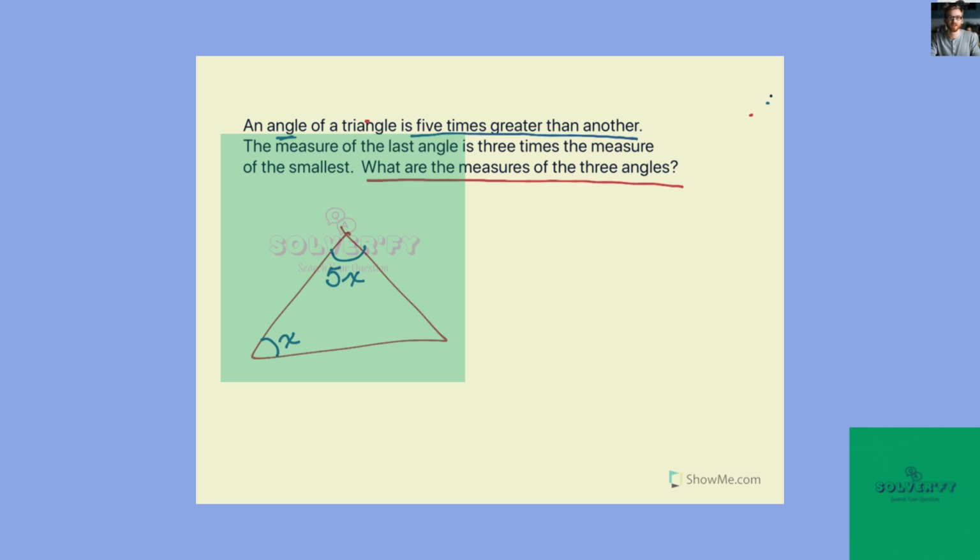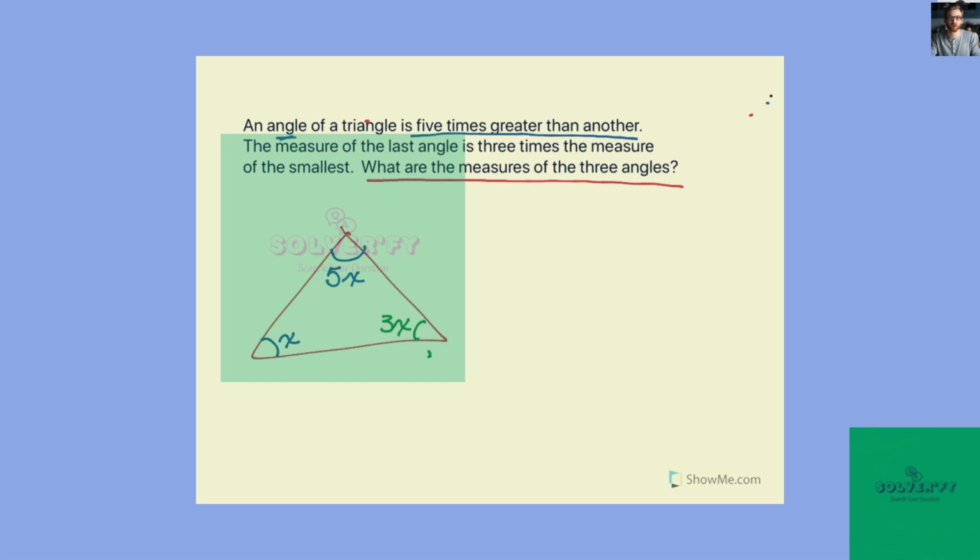Then I need to figure out the measure for this angle. If I keep reading, it says the measure of the last angle, my last angle, if I look here, is 3 times the measure of the smallest. Well, if this is 5x and this is x, this is the smallest, so this is 3 times the measure of the smallest, so that one has to be 3x.